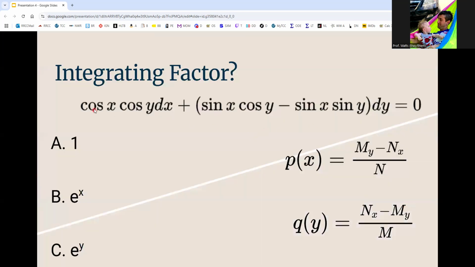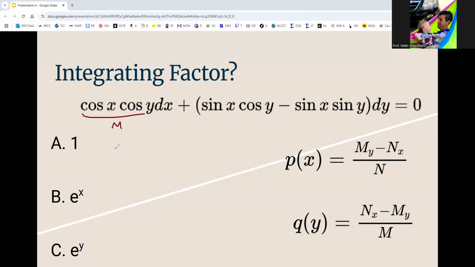All right, so here is a differential equation. Again, it's first order nonlinear, and it is in differential form, so you can easily identify m and n. I reposted the formulas for p and q here. Go ahead and see if you can find the integrating factor for this problem. Pause if you need some more time.